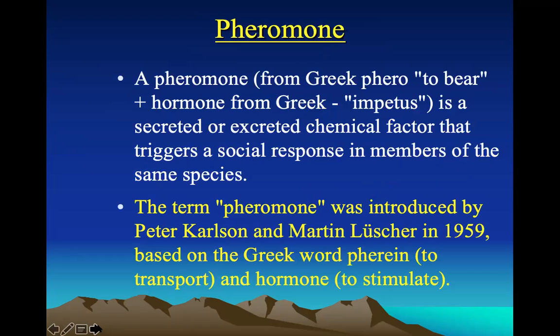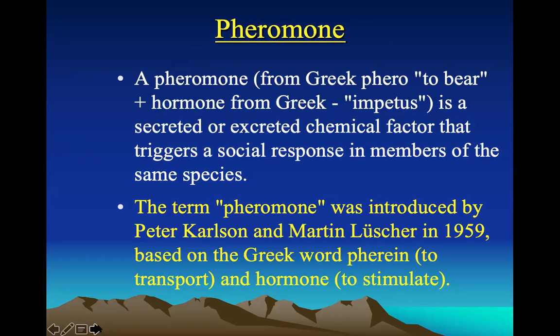Let me discuss a little bit about the pheromone. Pheromone also comes from a Greek word, phero. Phero means to bear, and hormone, from a Greek word which means impetus, is a secreted or excreted chemical factor that triggers a social response in members of the same species. So pheromone and hormone have some differences. Pheromone is excreted or secreted from the body, and it functions on other members of the same species.